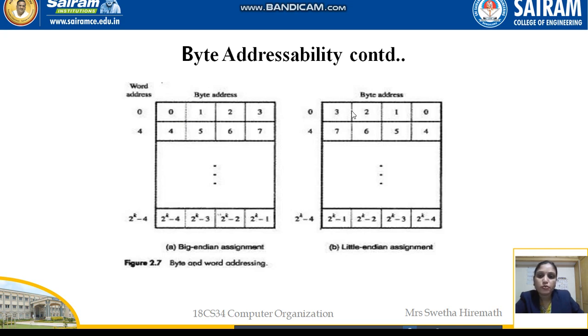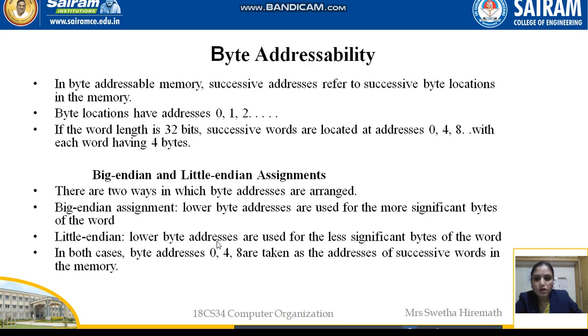Little endian is the opposite of that. The bytes are arranged in reverse order, that is 3, 2, 1, and 0. It starts from right to left, whereas here it starts from left to right. So lower byte addresses are used for the least significant bytes of the word. In both cases, byte addresses 0, 4, 8 are taken as the address of the word.